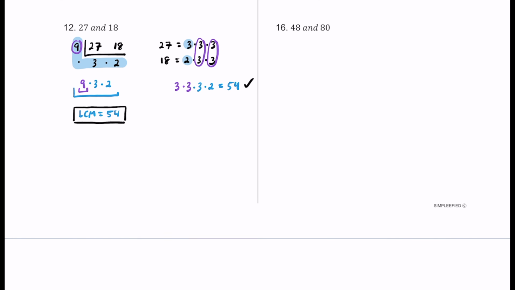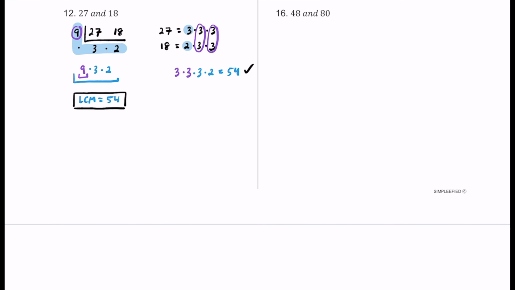Finally, for number 16, we have 48 and 80. So these are some bigger numbers, and we're going to figure out the first time these ones would meet. Okay, so 48 and 80. Maybe I'm thinking to start with 8 for our first number. 8 times 6 is 48. 8 times 10 is going to be 80. And then for 6 and 10, I'm thinking of a 2. 2 times 3 is 6, and 2 times 5 is 10. If we multiply this 2 and 8 on the side, that'll get us our GCF of 16, okay?